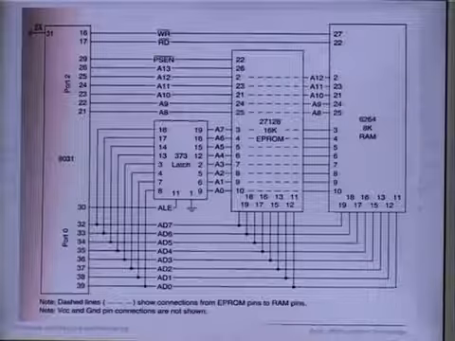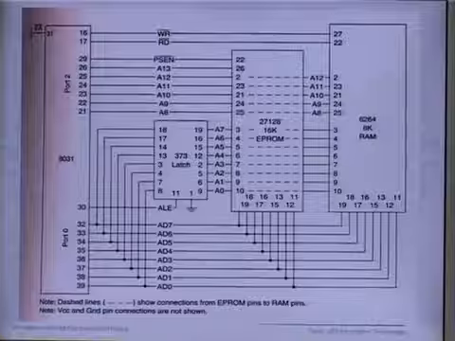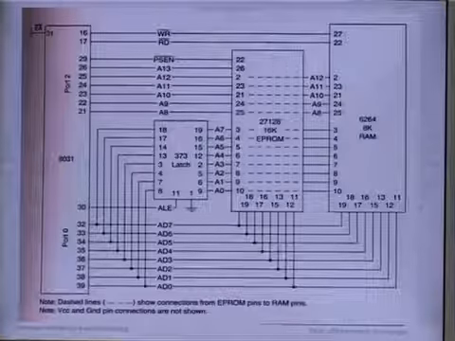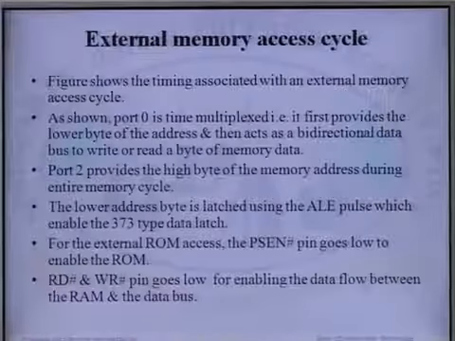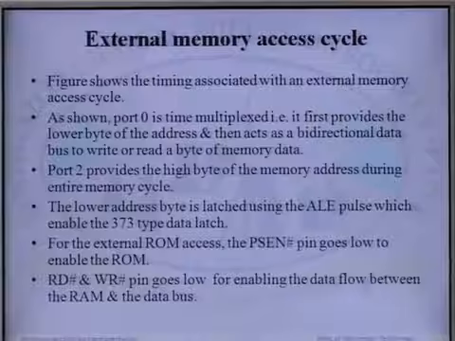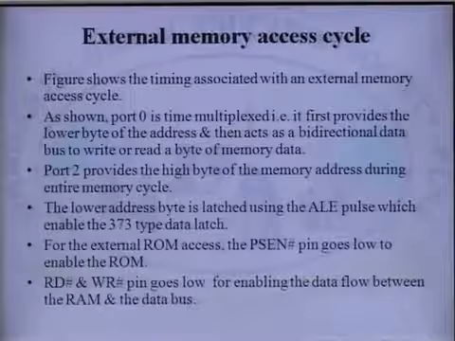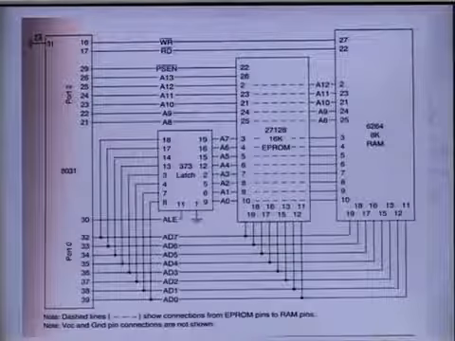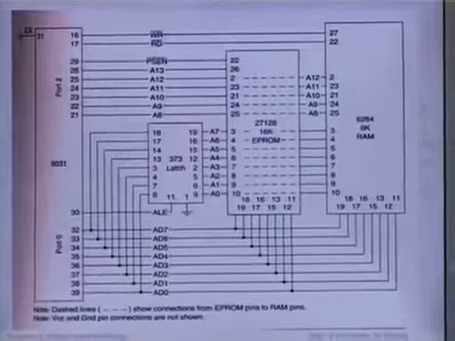Thus, the use of external memory consumes many of the port pins, leaving only port 1 and port 3 for general input-output. Now we'll see the external memory access cycle. That is how the ROM is read, as well as the contents of RAM, by the 8051 microcontroller. Before that, we'll again see this interfacing diagram of the external memory to 8051.